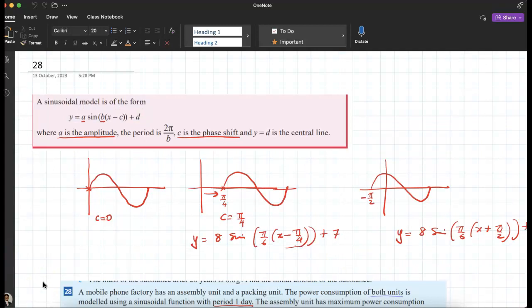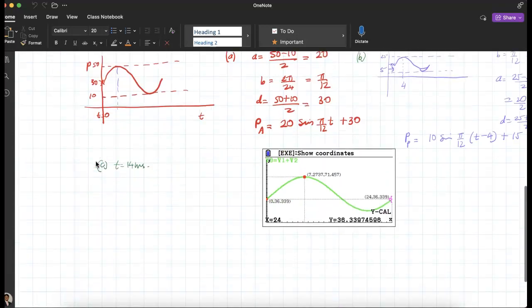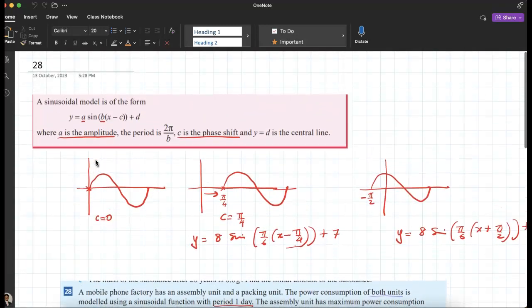Okay, now in this case, a sinusoidal model is a sine function. So y is equal to a sin(bx minus c) plus d. A is the amplitude. You can find the amplitude by max minus min divided by 2. I don't know whether I've written that here or not. No, but you can remember that. Your amplitude is your max value minus min value divided by 2. B is equal to 2 pi divided by period. So B affects the period.